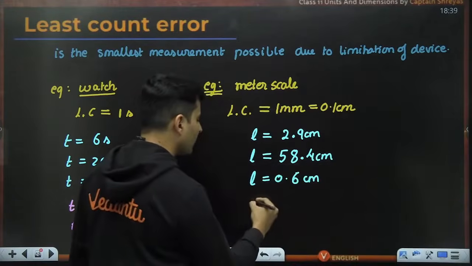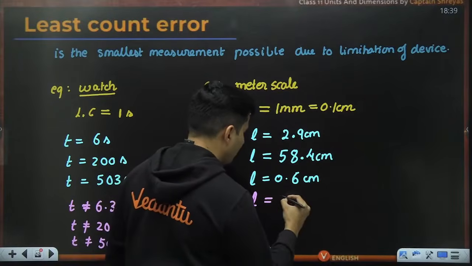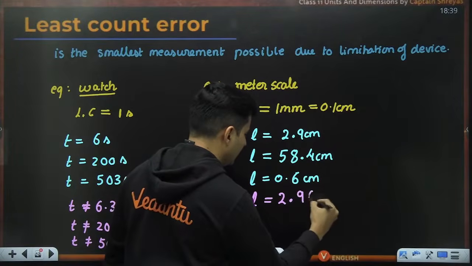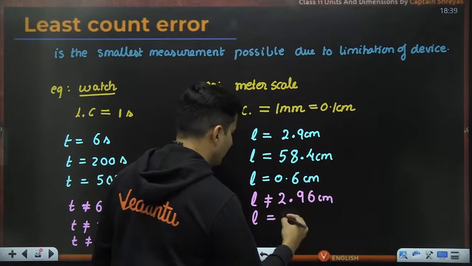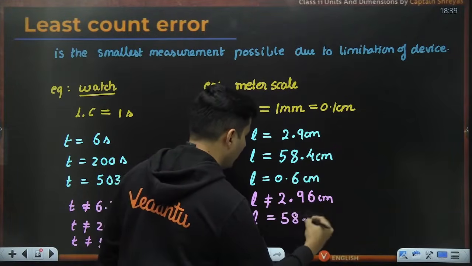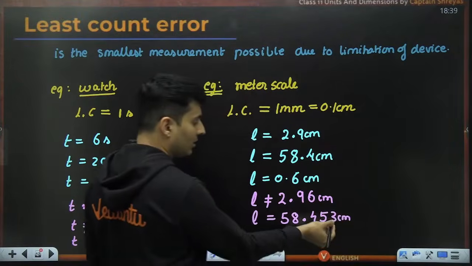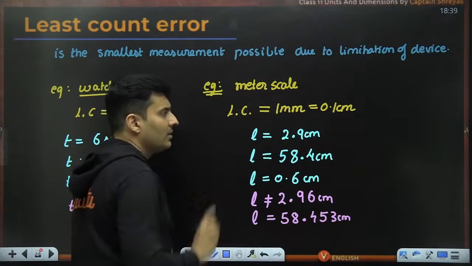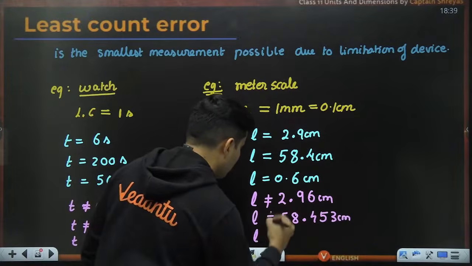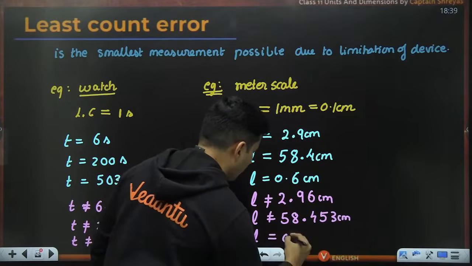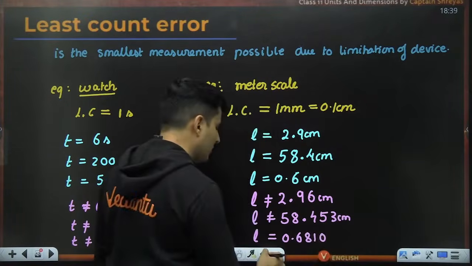But what will not be allowed? Things like this. The length is, for example, 2.96 centimeters. This is not correct. The length is, for example, 58.453 centimeters. How did you go till the third decimal when the allowed decimal is only 0.1 in the centimeter? What about this? Length is 0.6810. This is also not correct.